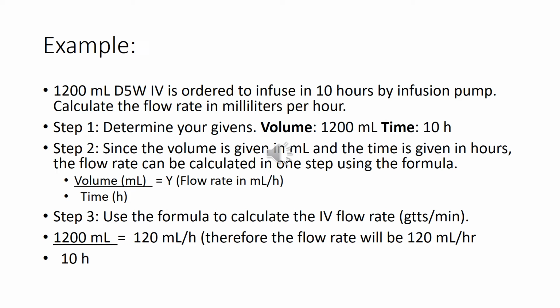Since the volume is given in milliliters and the time is given in hours, the flow rate can be calculated in one step using this formula. The volume over time, which will give you the milliliters per hour. So you're going to set it up. You're going to put for your volume, or your milliliters, 12,000 milliliters, your time, your 10 hours, and you're going to divide the 12,000 by 10, which will give you 120 mils per hour. Therefore, you're going to plug in 120 mils per hour on your IV pump. Just as simple as that.